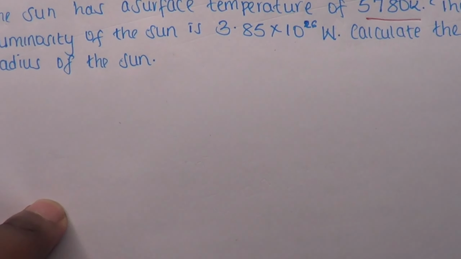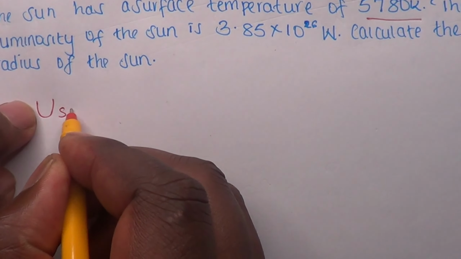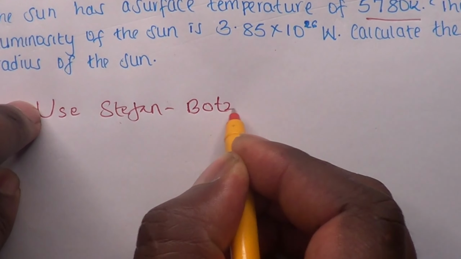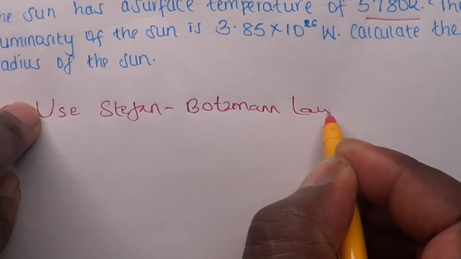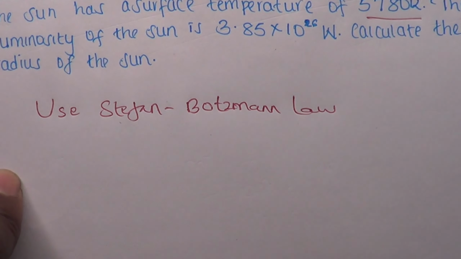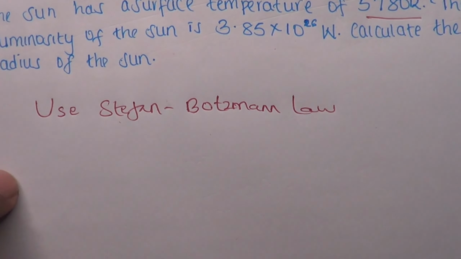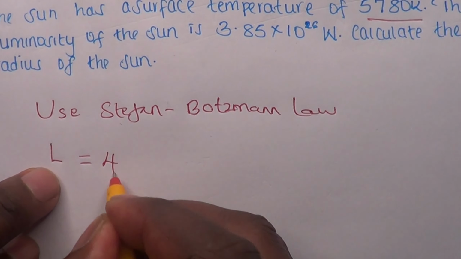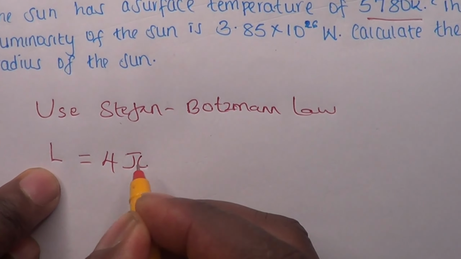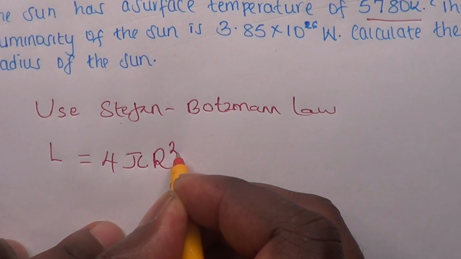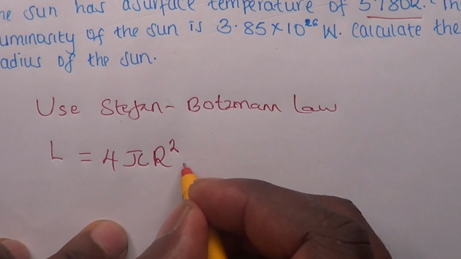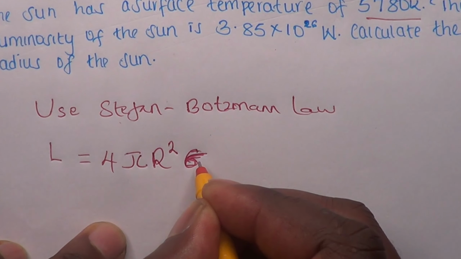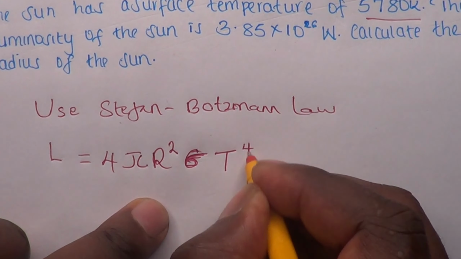So, in this question here, we are going to use the Stefan-Boltzmann law. Now, Stefan-Boltzmann law states that luminosity is equal to 4 times pi times radius squared times the Stefan-Boltzmann constant times the temperature power 4.